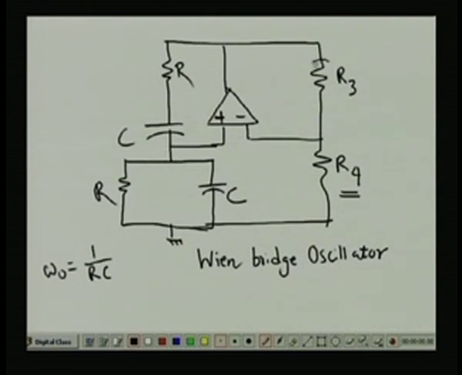If you use R3 as a thermistor, what will happen as the time goes by, the current will start to pass through this one and its resistance value will decrease. So, that will control the amount of feedback you are giving to this oscillator. So, instead of a tungsten lamp, I can use this type of thermistor for making a stabilization of the Wien bridge oscillator.